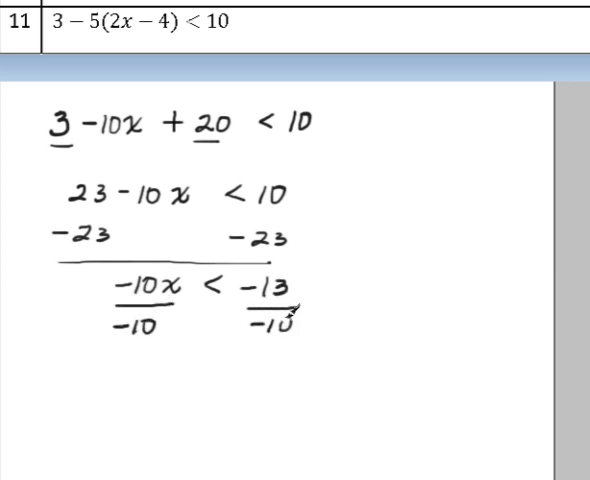All right, so here we have to use our rule that when we divide both sides of an inequality by a negative number, we have to switch the direction of the inequality symbol. So we did that. Okay, so here these cancel, and we have x greater than minus 13 over minus 10, that's 13 over 10.